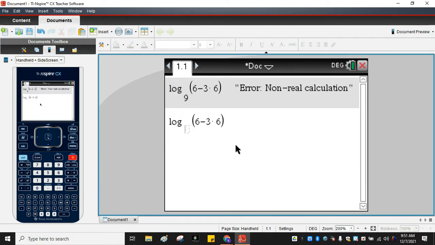Log base. Puka, stop barking. Sorry, guys.